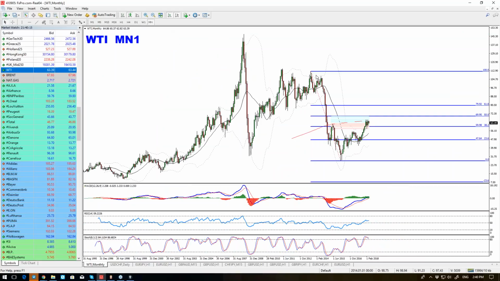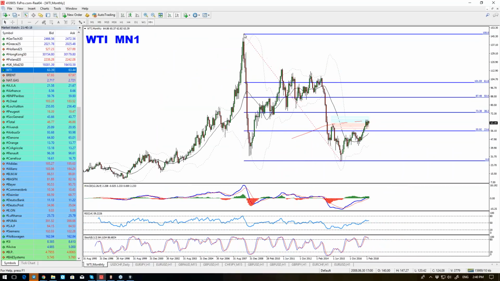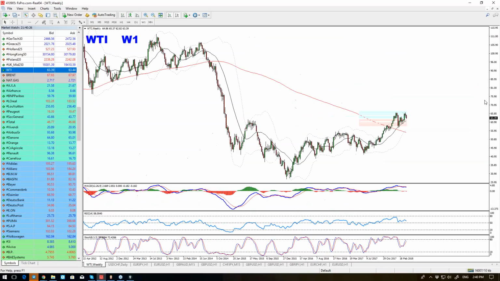Maybe even higher with the double cycle from the monthly. We can maybe even go and test the 73. But yes, this is for long term. Okay. On the short term, though, we have a double cycle from the weekly.